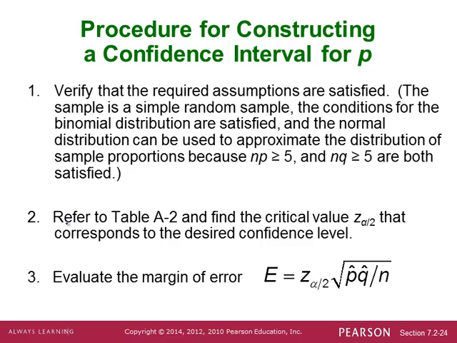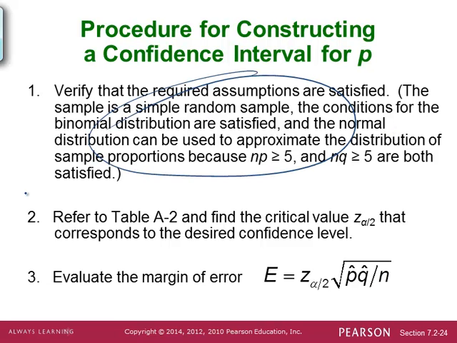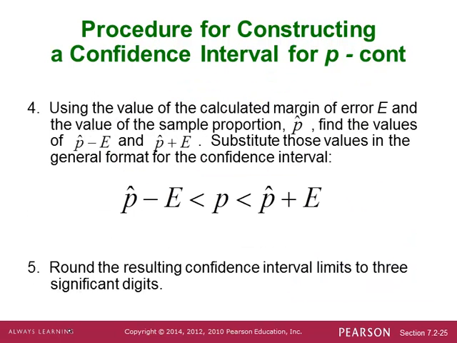So here's our procedure for constructing our confidence interval. Verify those assumptions that we talked about earlier. Find your critical value. After you do enough problems, you'll know the more common ones for 90%, 95%, and 99%. And then go ahead and calculate your margin of error using this formula here. And then take p hat plus or minus e. Make sure that you round it to 3 sig figs when you write your lower and upper limits.